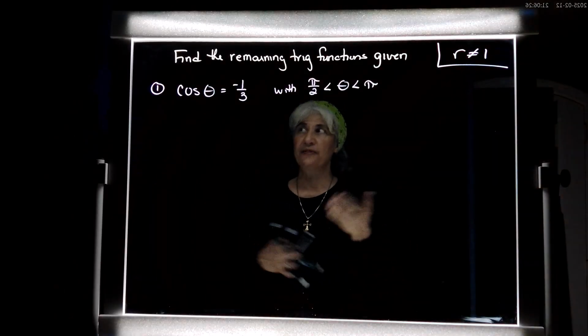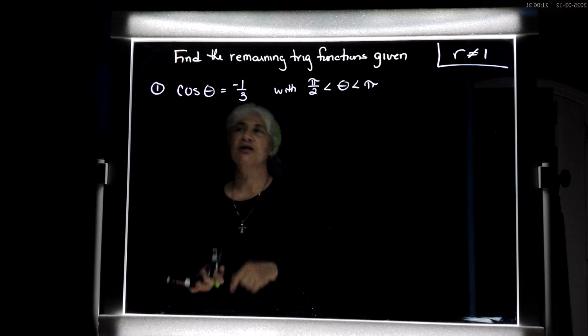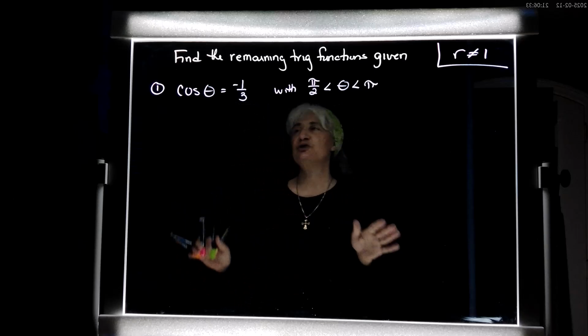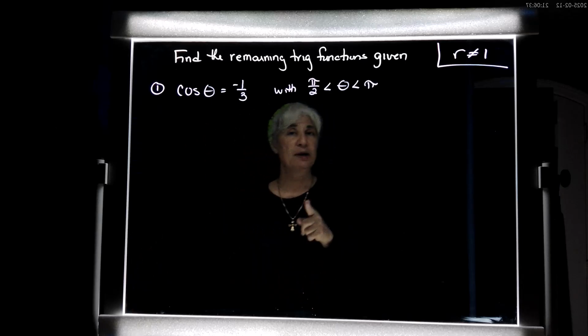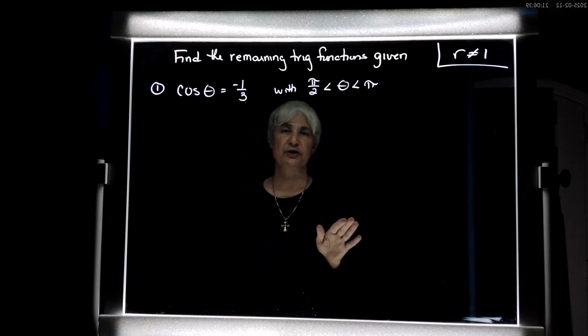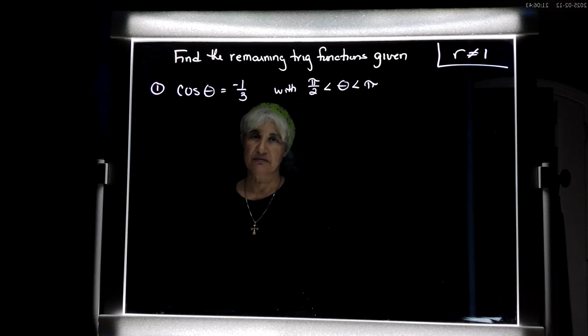Okay, did you work on these before you found this answer key video? Good, let's talk. So they want me to find the other trig functions based upon having the cosine of theta. Remember, they said nothing about this being the unit circle, which means your radius is not equal to 1.